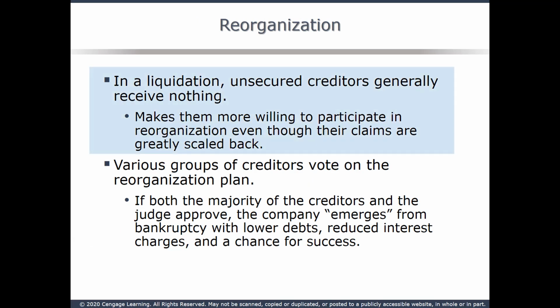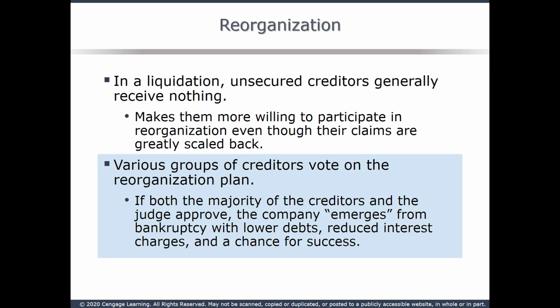Since unsecured creditors are unlikely to get anything under a liquidation plan, they're more likely to agree to a reorg plan. Secured creditors may prefer liquidation since the value of assets will start declining under Chapter 11. The creditors form a committee and vote on the proposed reorganization plan. If approved, the firm emerges from bankruptcy with lower debts.